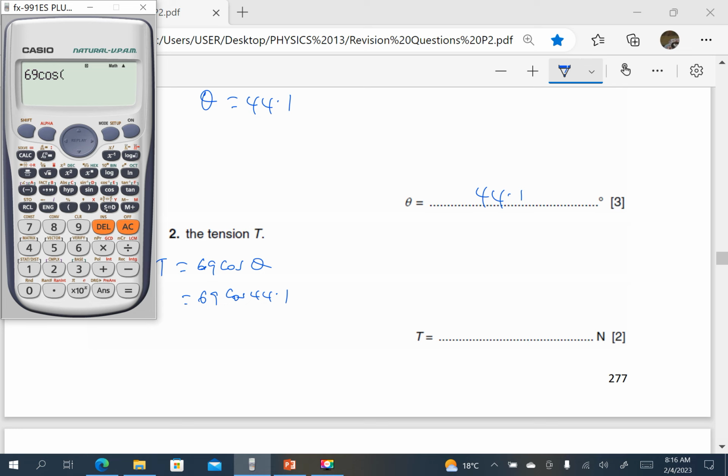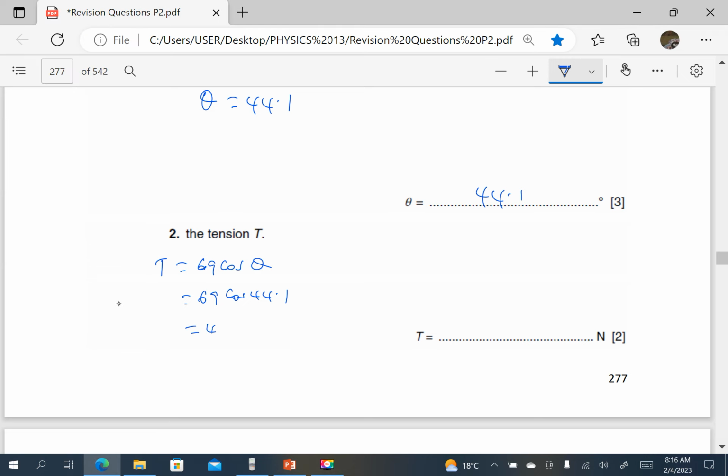69 cos 44.1, and that is 49.55. 49.55 or 49.6 newtons, or it can be 50. Approximately, I can say it is 50, although if I want more than two significant figures, I can say 49.6 newtons. But 50 will be acceptable in this case.